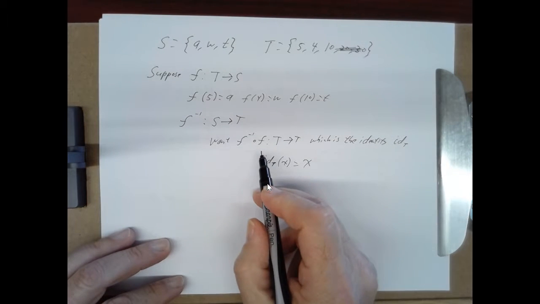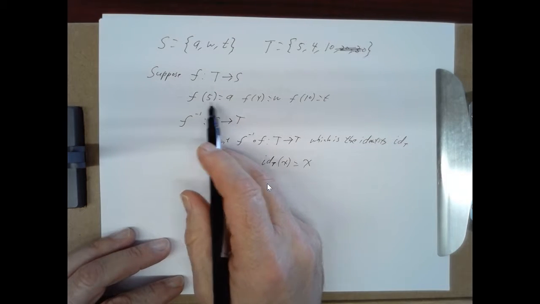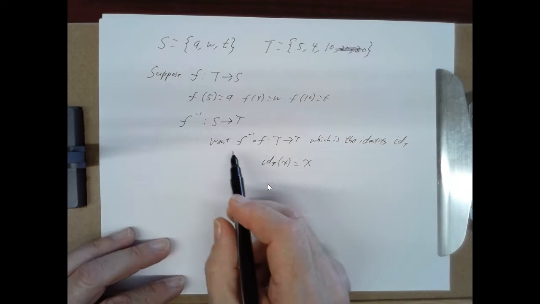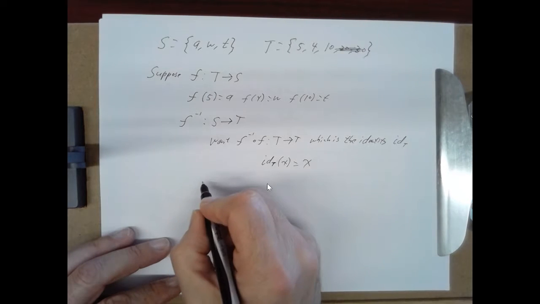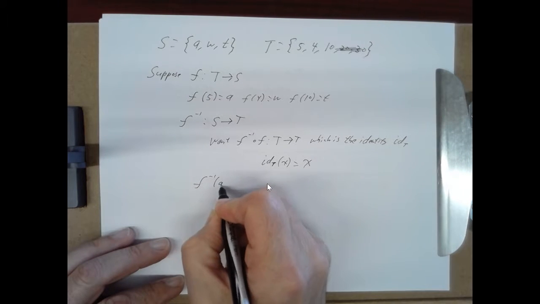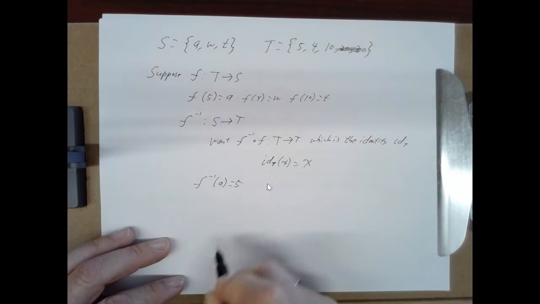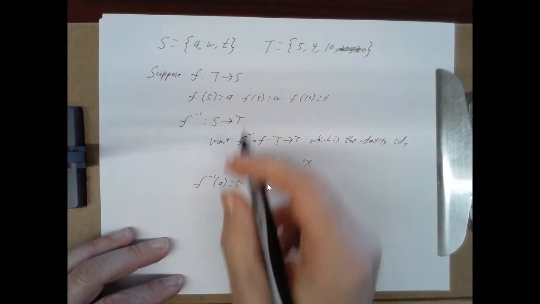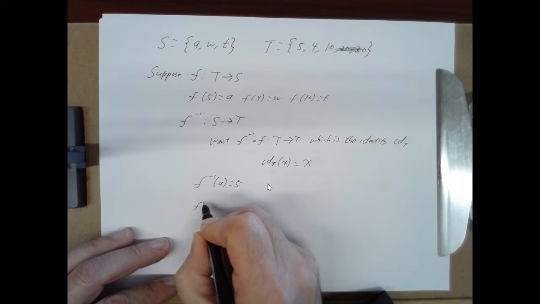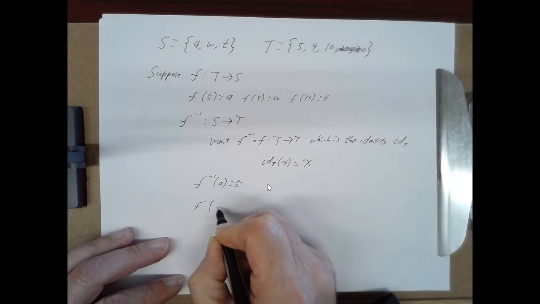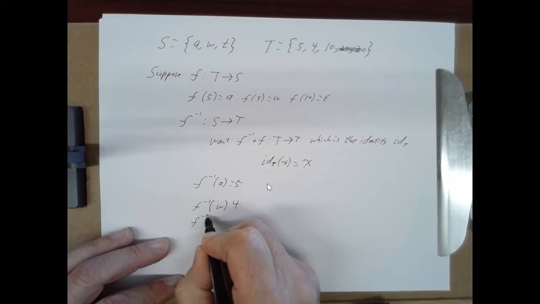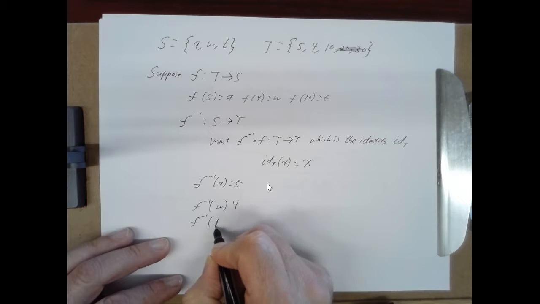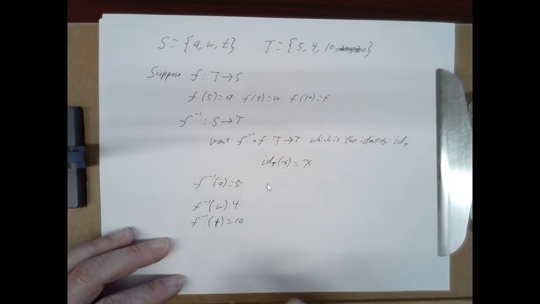So if f is going to take 5 to A, and when we compose with the f inverse, we want something that brings you back to 5, then f inverse of A had better be equal to 5. And similarly, f inverse of W should equal 4, and f inverse of T should equal 10.